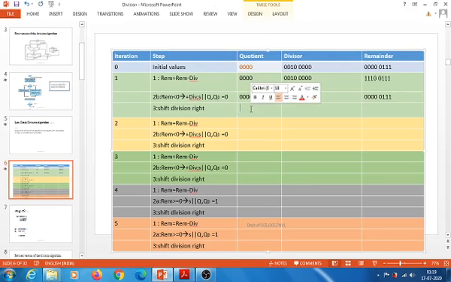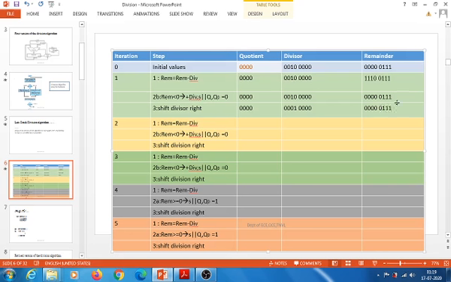Now the next step is that I need to shift the divisor to the right. Okay, so if we shift it to the right, then this one, which is in the third position from the MSB, will be shifted to the fourth position. So 0, 0, 0, 1 again becomes 0, 0, 0, 0. And the remainder remains the same, 0, 0, 0, 0, 0, 1, 1, 1.